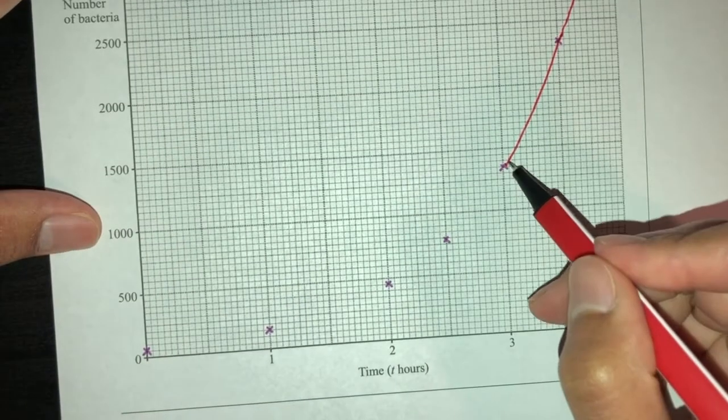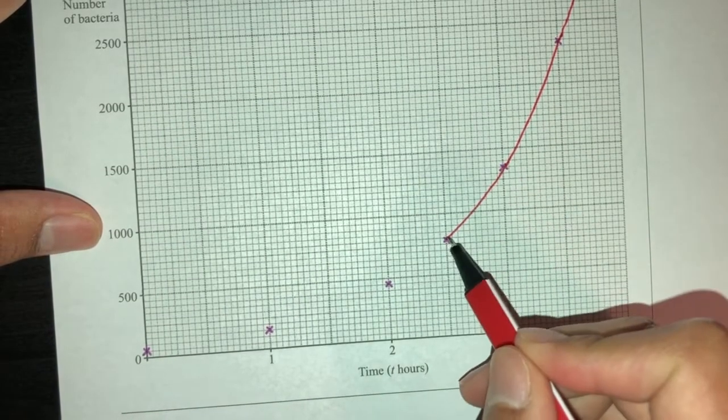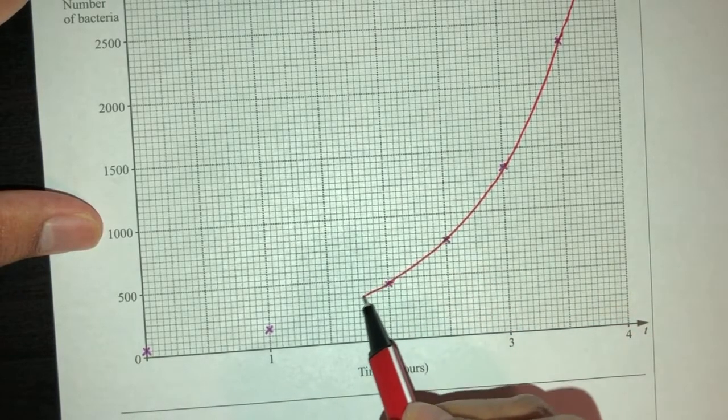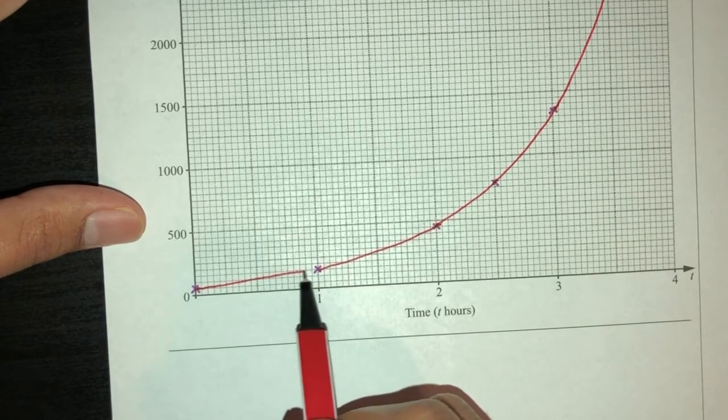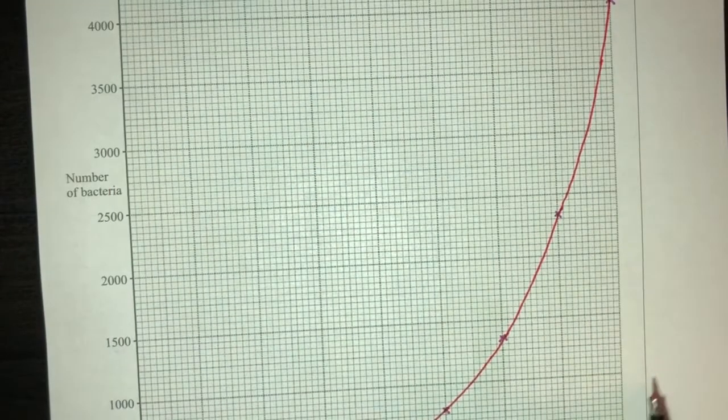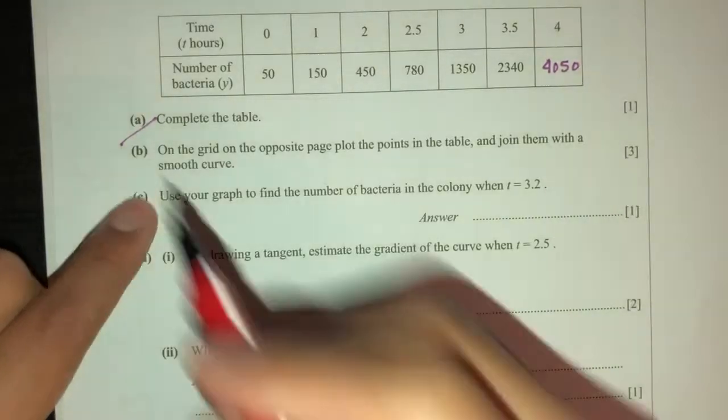So that will be this, and this is almost done. Okay, so here we go. That should be my curve. That will be my question, part B, done.